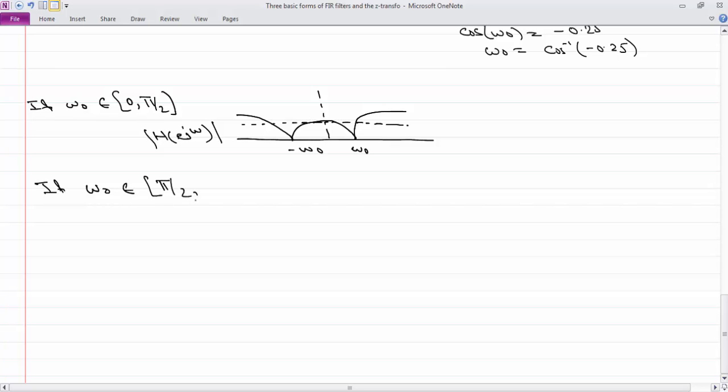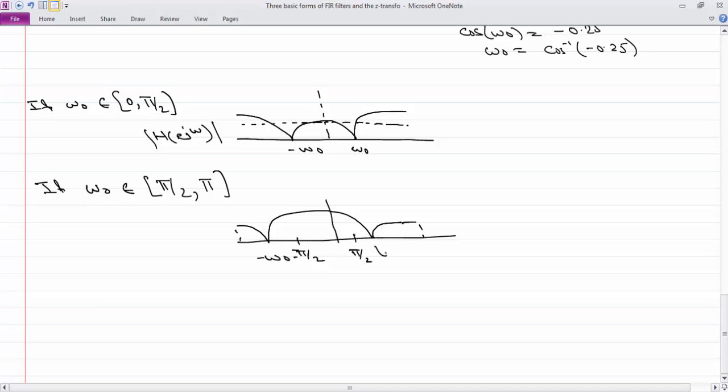On the other hand, if the notch is in the range pi by 2 to pi, then you will have the opposite effect, that you will have more attenuation around the pi region and less attenuation around the 0 region. So this is supposed to be symmetric around 0. So this is minus omega naught. Pi by 2 is somewhere here. Minus pi by 2, pi by 2, and this is omega naught. Okay.